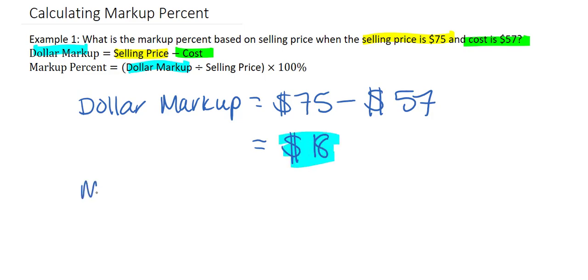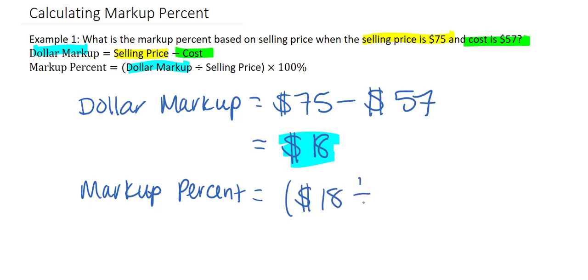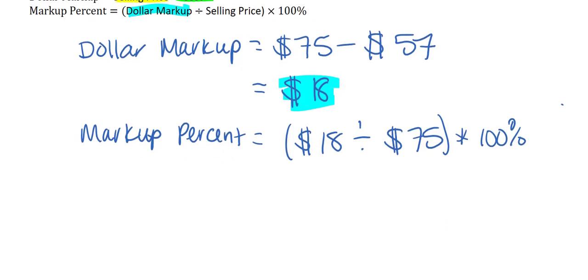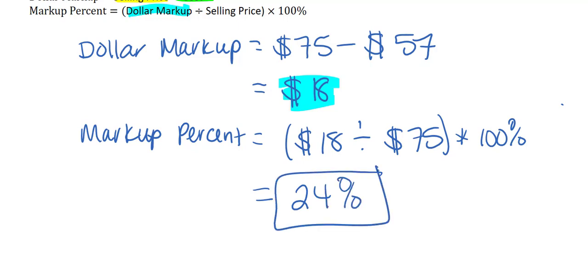So now we have markup percent, which is now going to be $18 divided by this 75, multiplied by 100%. So we're going to take this 18 divided by 75, multiply by 100, and we get 24%, and that would be our markup percent for the first example.